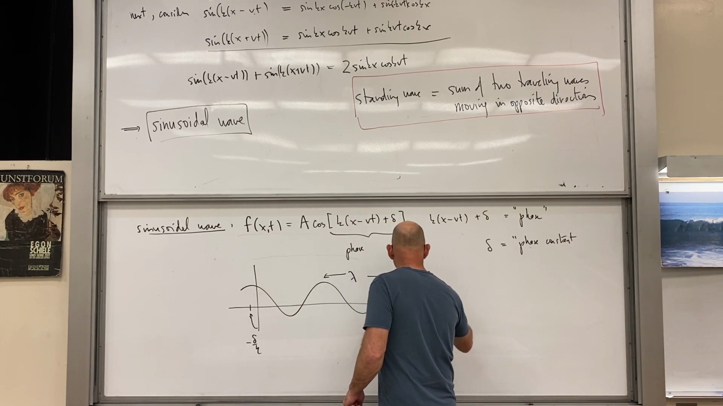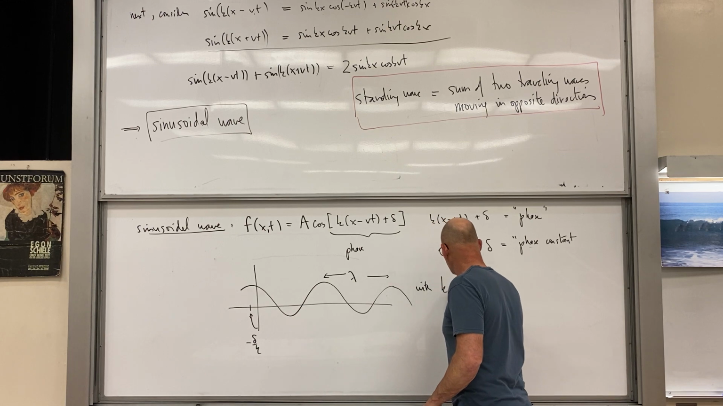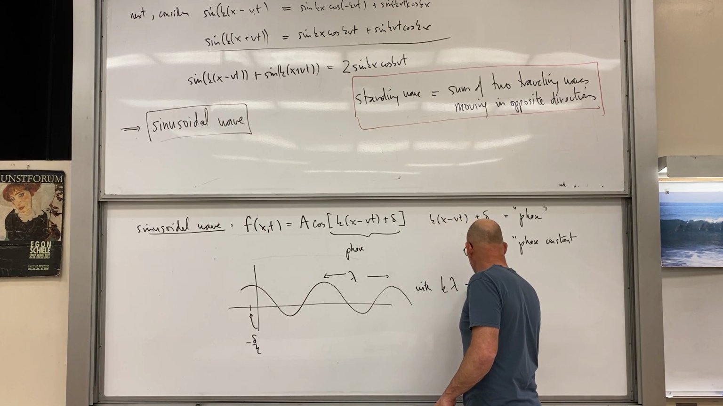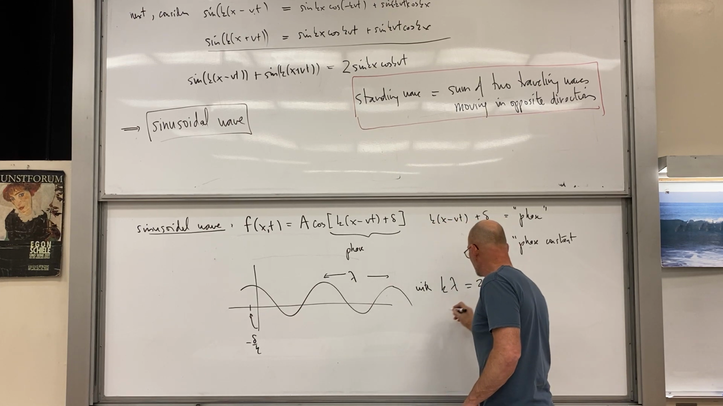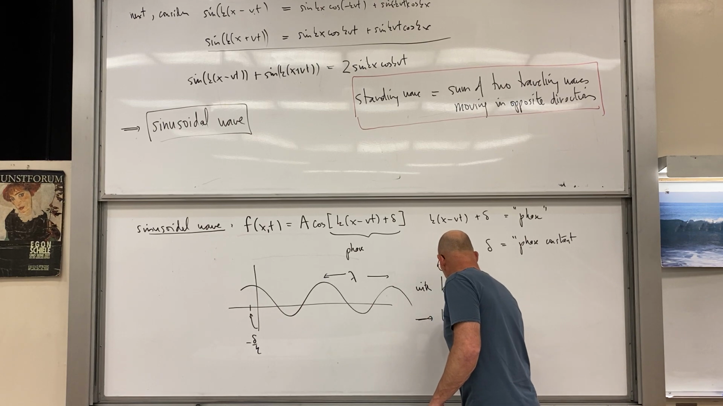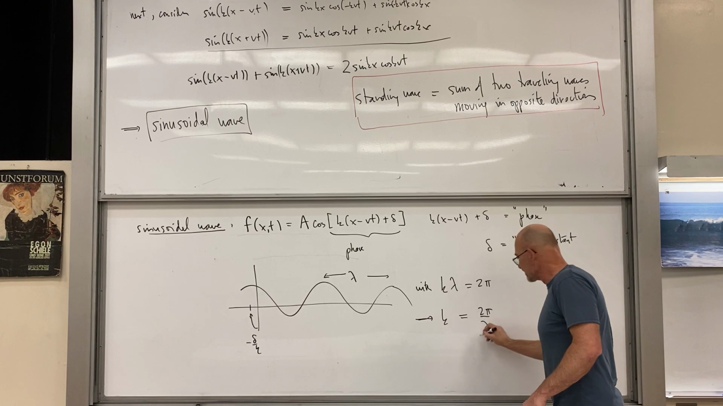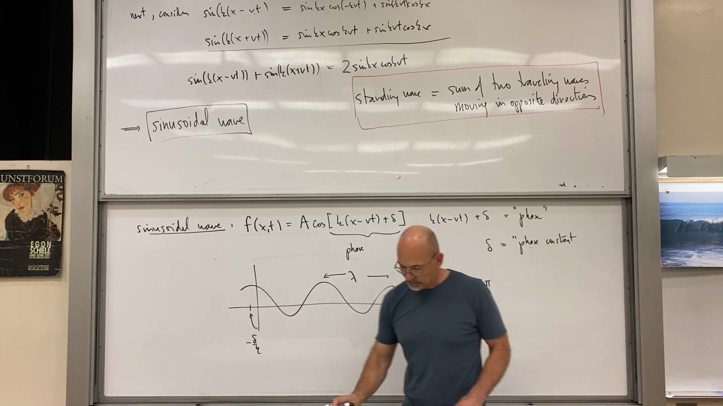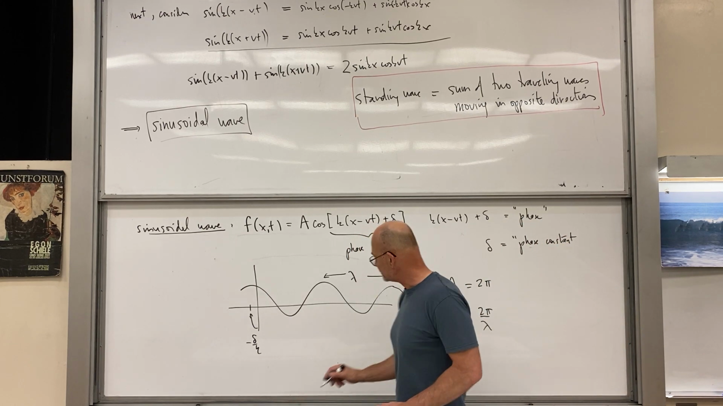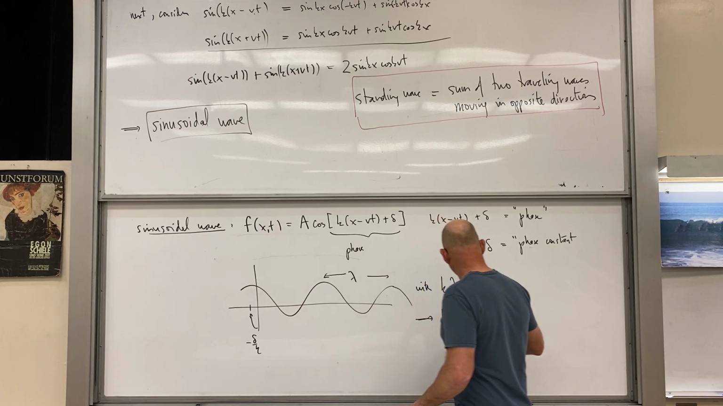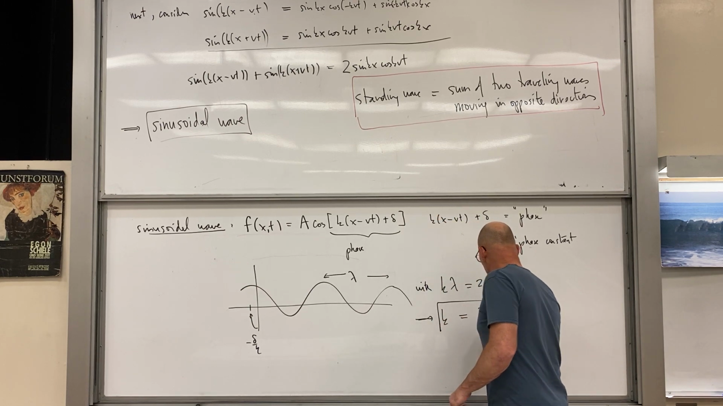So with k times lambda equals 2 pi, now we have this k, it's called the wave number, 2 pi divided by lambda. So that's one thing. I'll put these in boxes here.